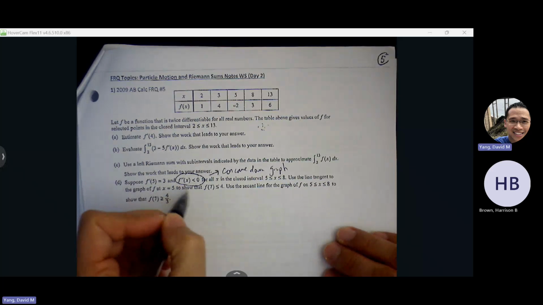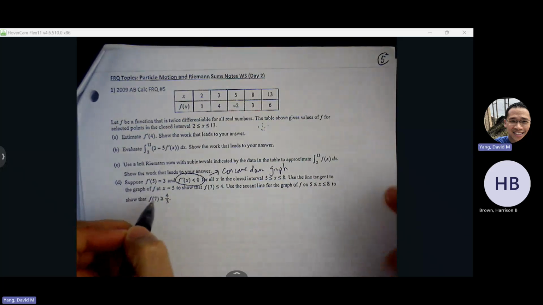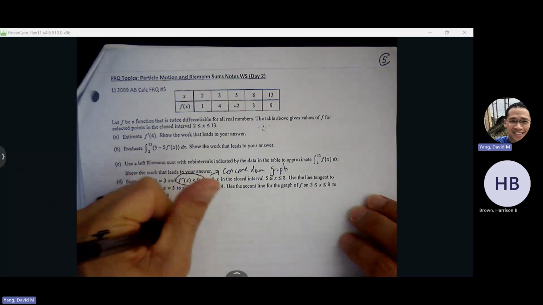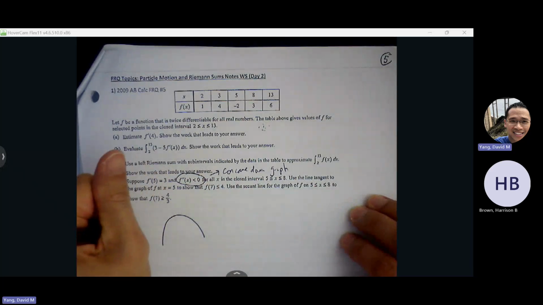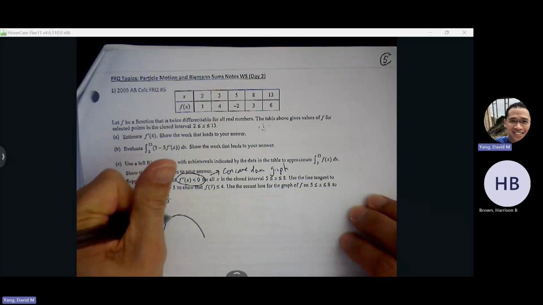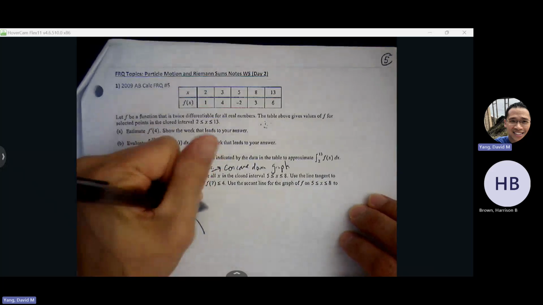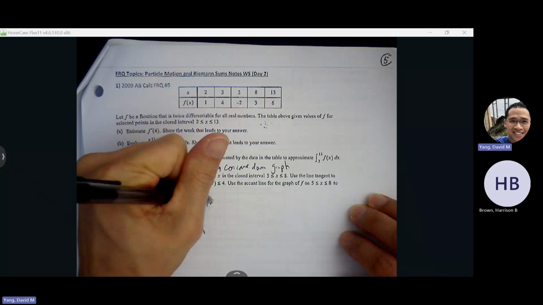That indicates that we have a concave down graph. And this is basically an application for part D, application of a linear approximation. Because if I have a graph that's concave down and I have a tangent to the graph, any point on that tangent line is always going to over approximate, right? Yeah, because it's concave down.